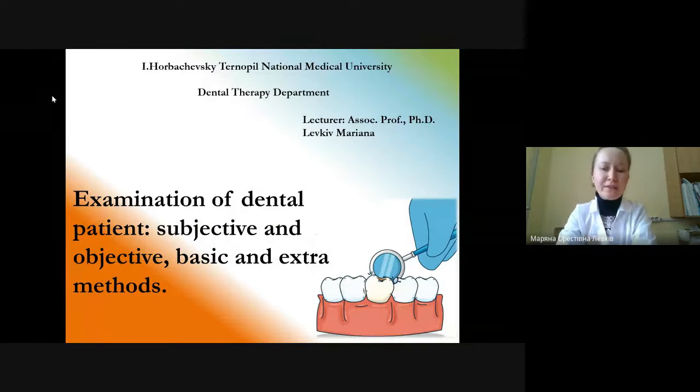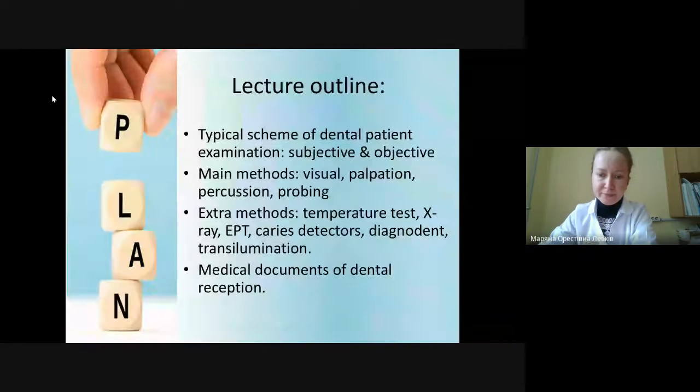The topic of the lecture is examination of the dental patient, subjective and objective methods, basic and extra. Lecture outline: typical scheme of dental patient examination using subjective and objective techniques, main methods such as visual, palpation, percussion, probing, extra methods, in particular temperature test, X-ray test, electric pulp test, caries detectors, DIAGNOdent, transillumination, and medical documents of dental patient receptions, dental chart.